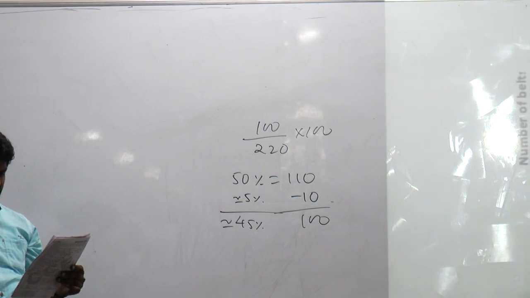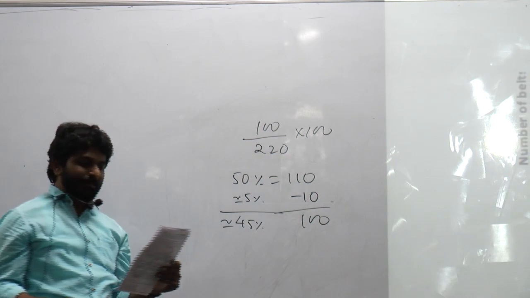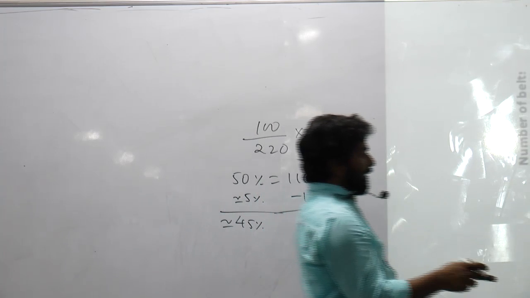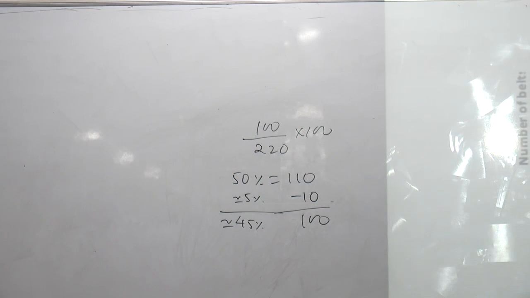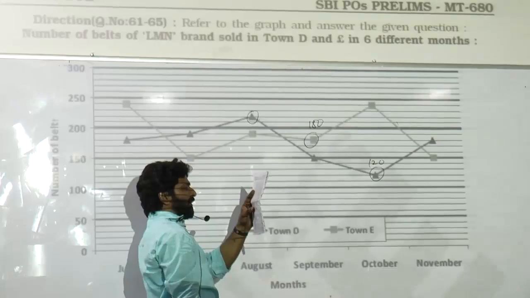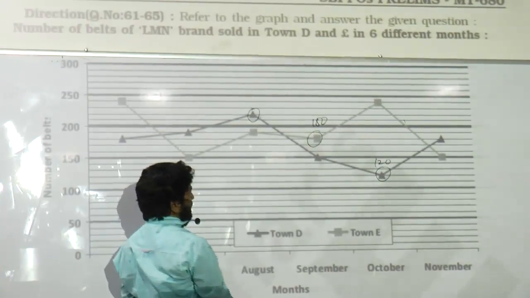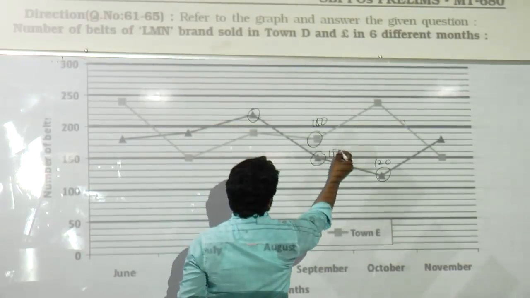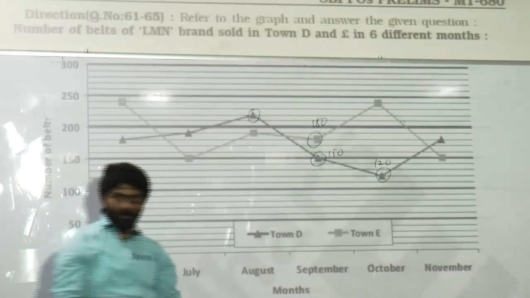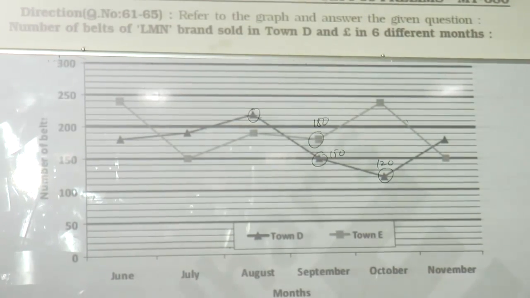First one easy gaane untadi anukunta. E in September. This is one. 180. What percent more than number of belts sold in D in the same? 150. Straight forward. 30 more, which is 20%.